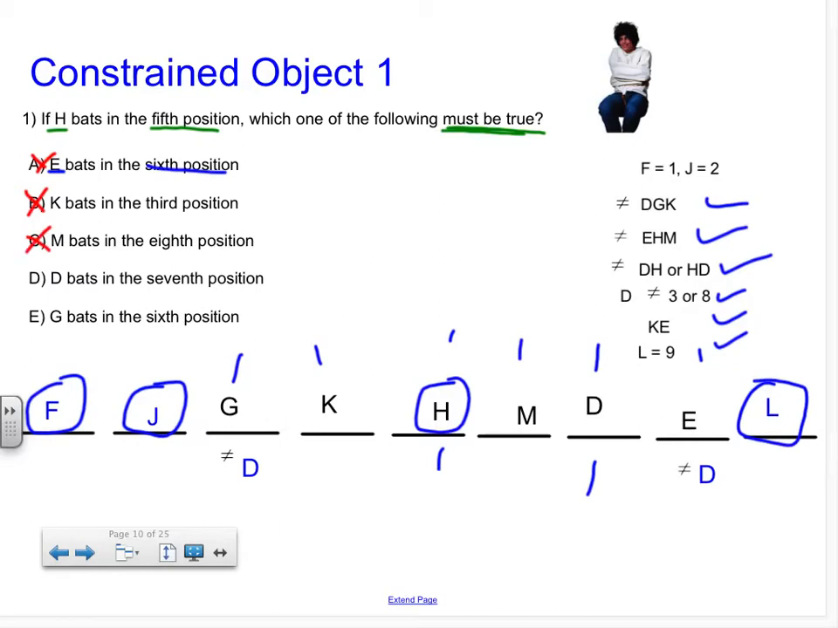D bats in the 7th position. Now so far D has stayed in the 7th position, but what would happen if we were to move it? Let's clear off these check marks here. Now in looking, we know that D can't come in the 3rd position. D can't come in the 8th position. And D is already in the 7th position. So really, we know that H is constrained in the 5th position.